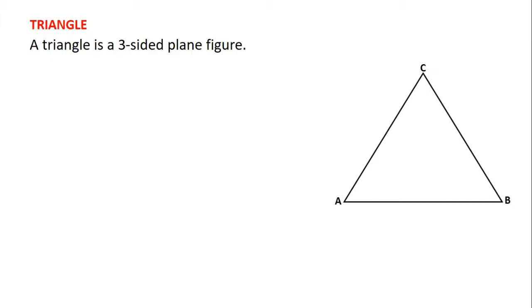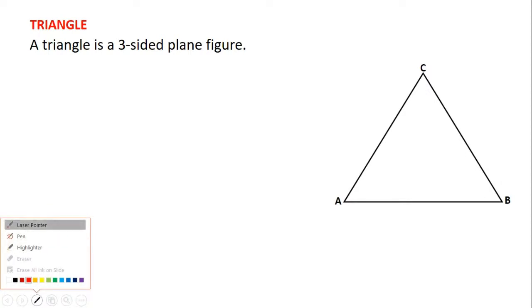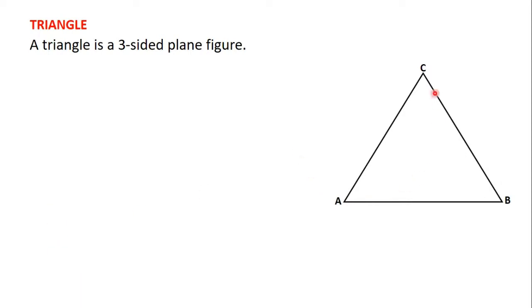In the video on plane geometry, we learned that a triangle is a three-sided plane figure. So if you have any three-sided plane figure, it's called a triangle. So for example, looking at this plane figure here, A, B, C, we have the sides AB, AC, and BC. So this is an example of a triangle.